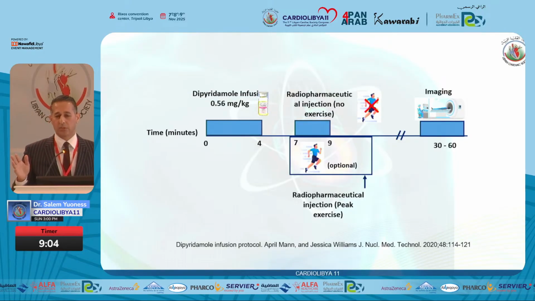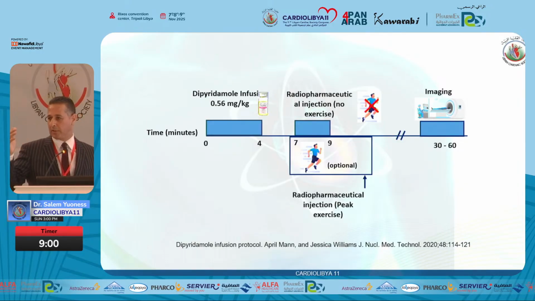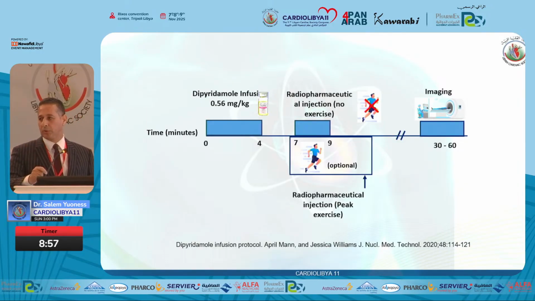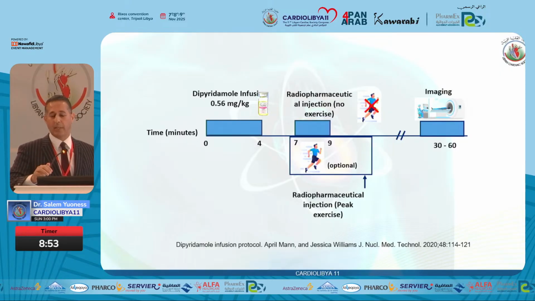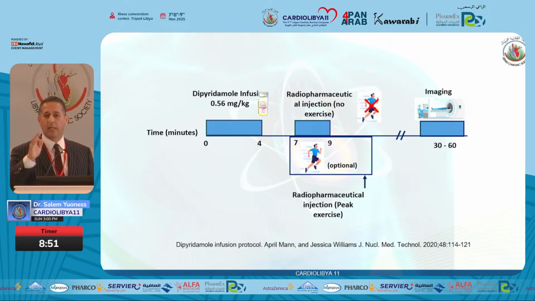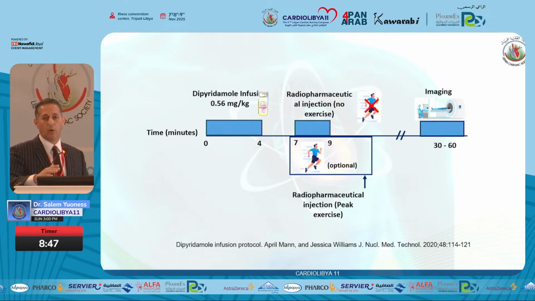If you are doing exercise, you exercise your patient. When they reach the maximum target heart rate of 85%, you inject them with the radiotracer. Then you continue for 1 minute. Then you stop the exercise test. You send them to the department. They wait for 45 minutes to 1 hour. Then we will do the imaging.